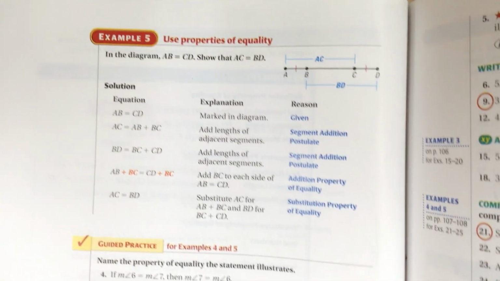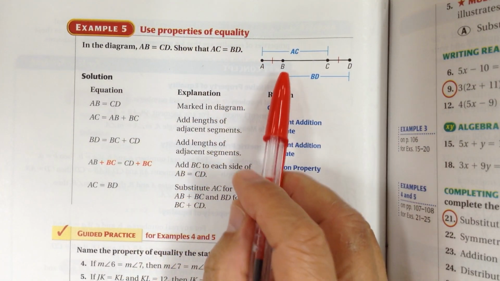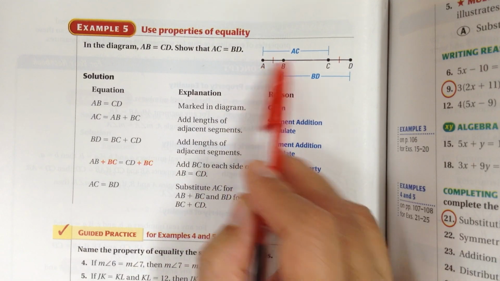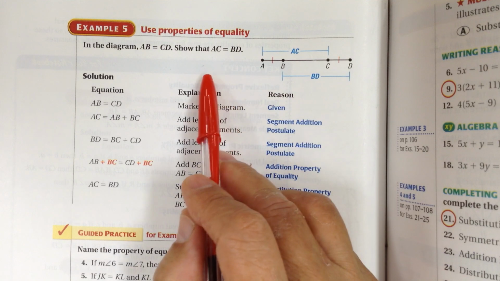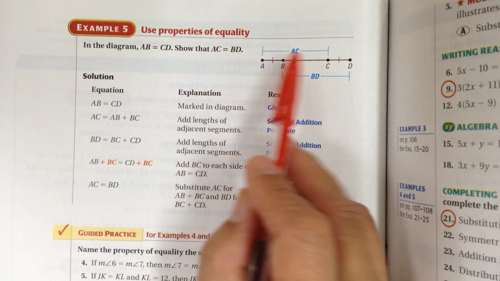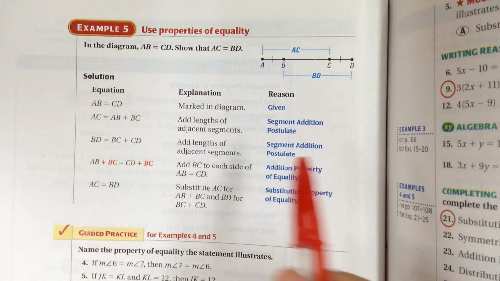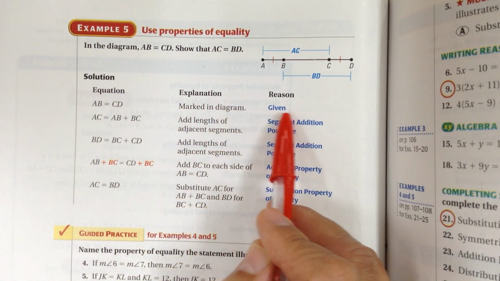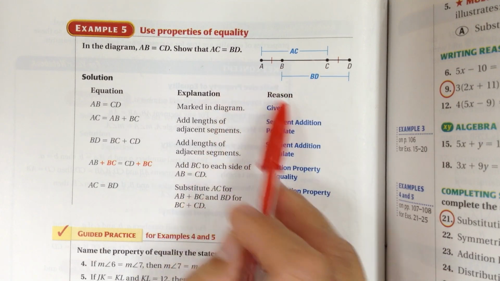Okay, let's go to example 5. Use properties of equality. Again, you have this picture. In the diagram, AB equals CD, so that's the marking. See, the marking shows that they're equal, right? You want to prove that AC equals BD. First, you always start with the given. So given AB equals CD. You know that they're equal because the marking is given, right?